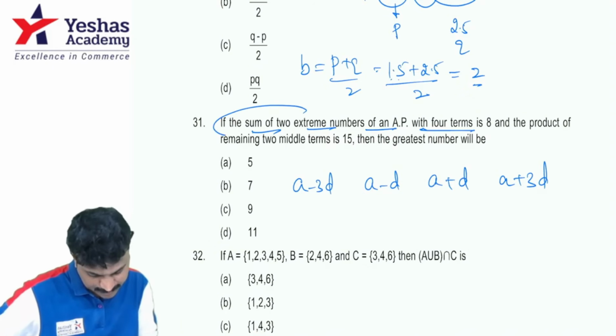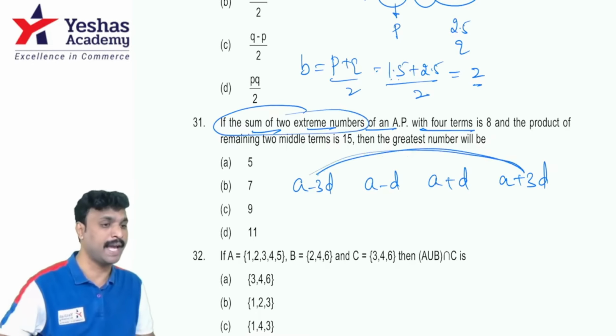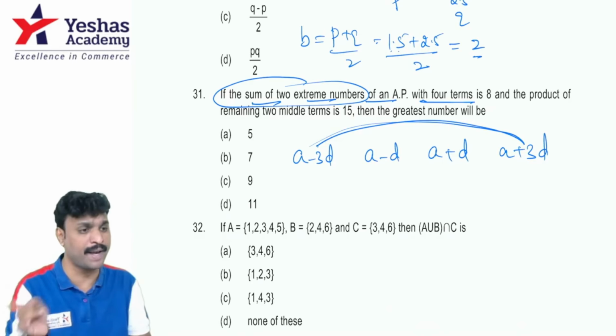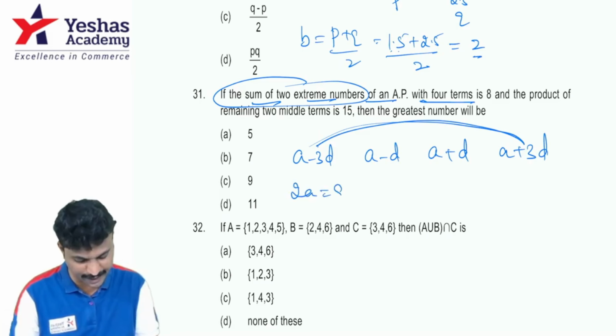The sum of the extreme terms is 8. That means if I take the sum of these 2 numbers, I get 8. If I take the sum of these 2, what will get cancelled? Minus 3D and plus 3D will get cancelled. 2A is equal to 8. So what is my A? A is equal to 4.